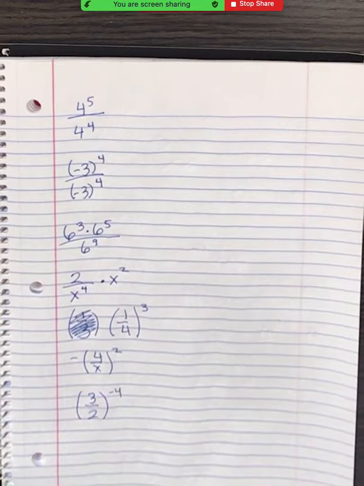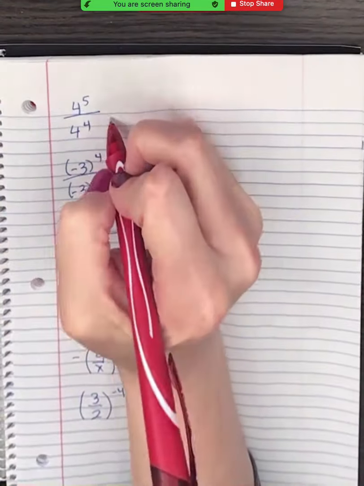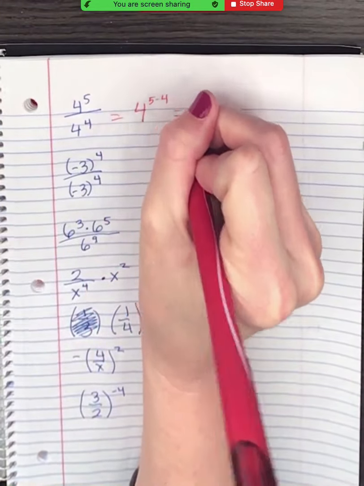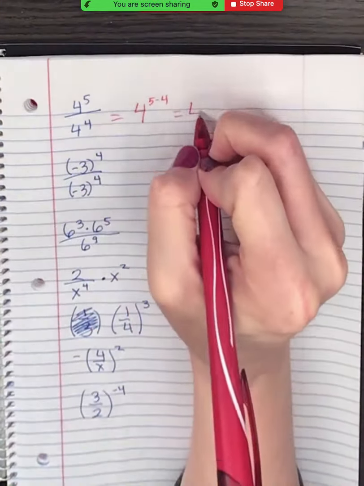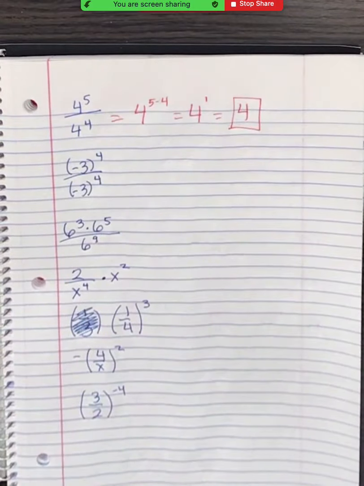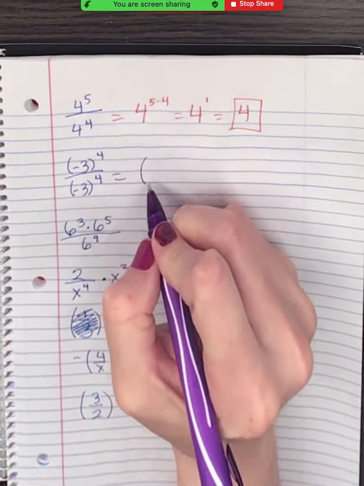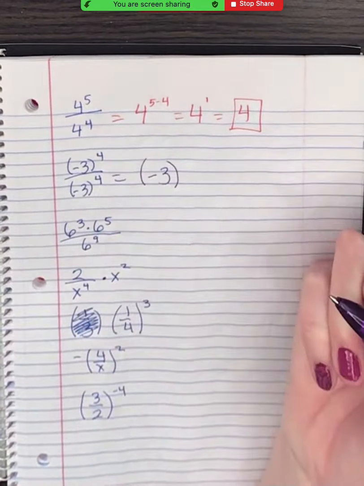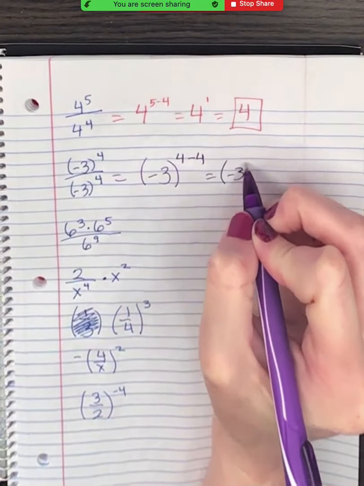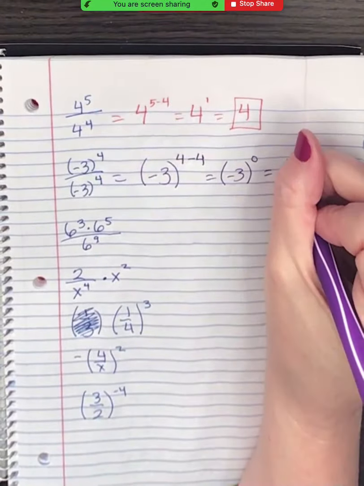All right, so 4 to the 5th over 4 to the 4th, okay? It's the same base, so we're going to keep that base and then just subtract our exponents. So 5 minus 4 is 4 to the 1st, and 4 to the 1st is 4. Here again, we have the same base, so we take our base, which is -3, and then raise it to the 4 minus 4 power. Well, 4 minus 4 is 0, and any number to the 0 power is 1.